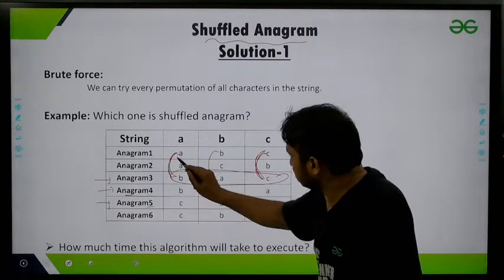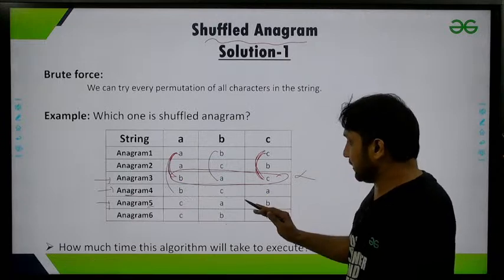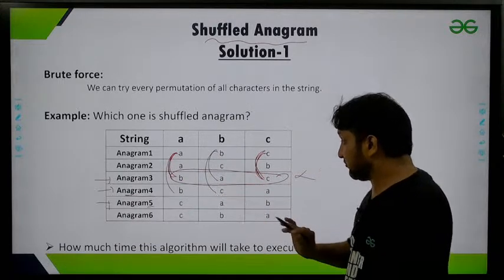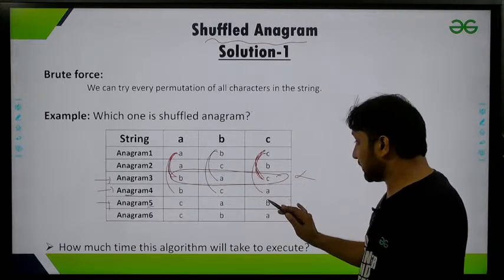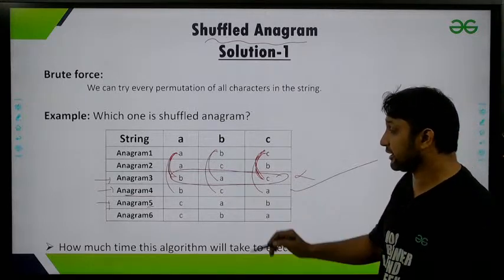A and B not matching. Very good. That should not match. B and C not matching. Very good. C and A not matching. Very good. Okay, this is the shuffled anagram.